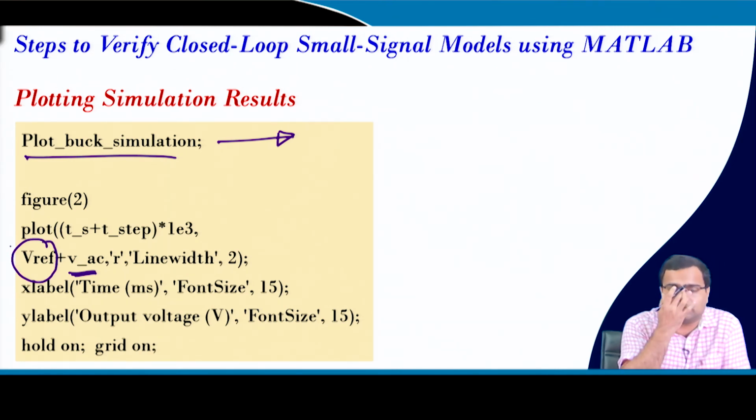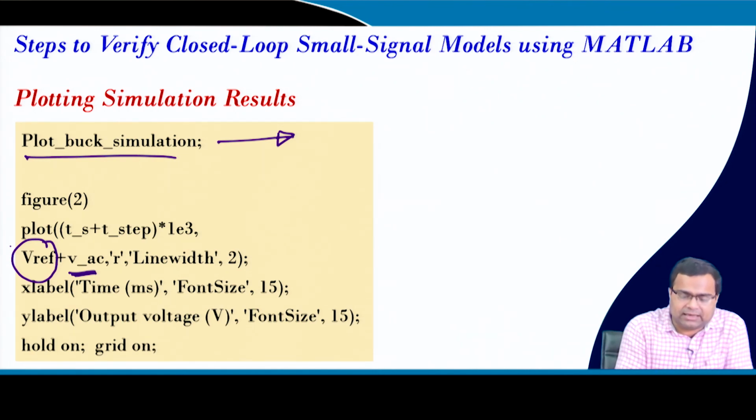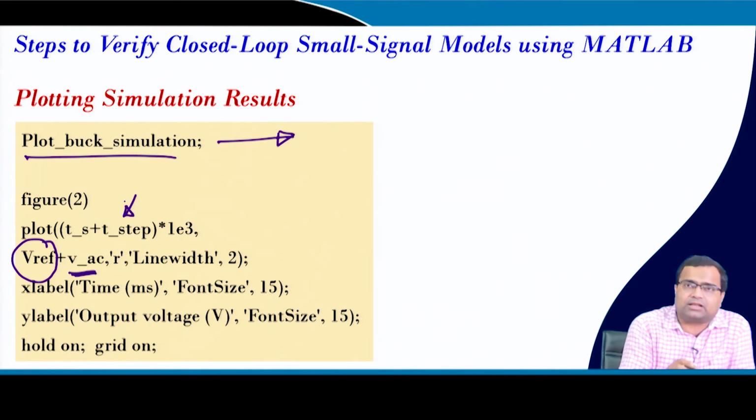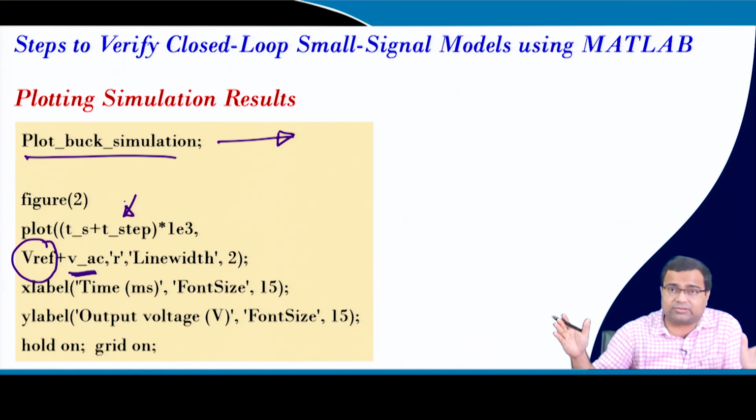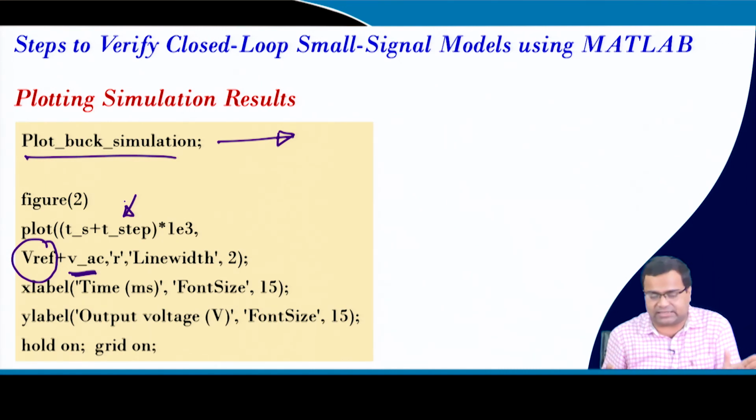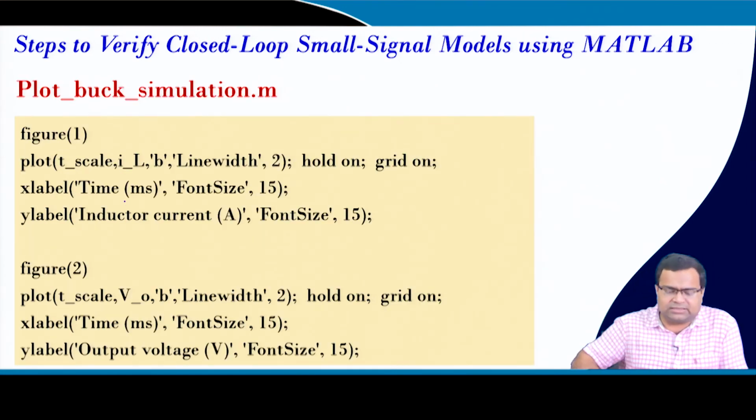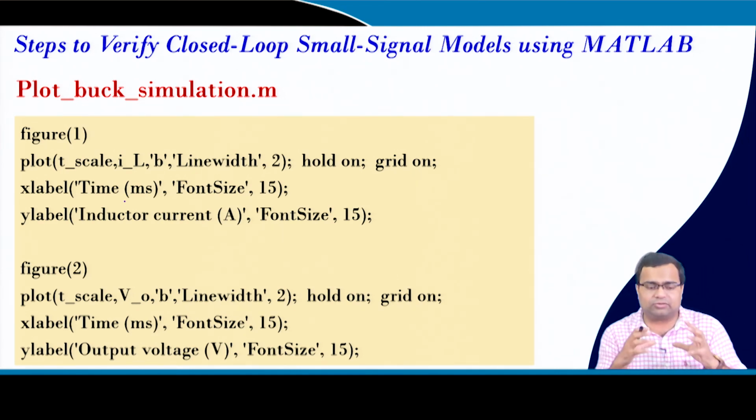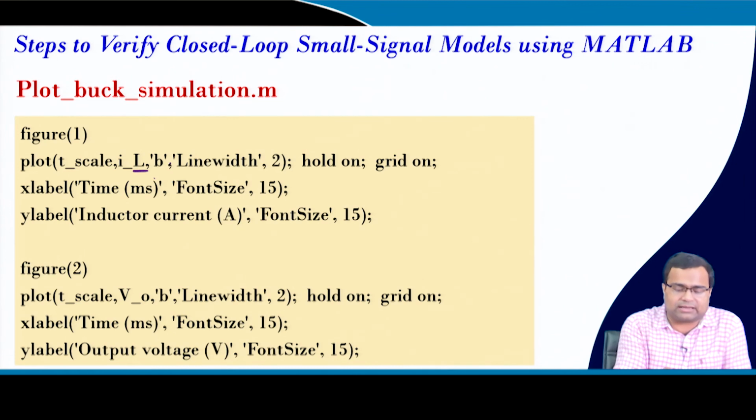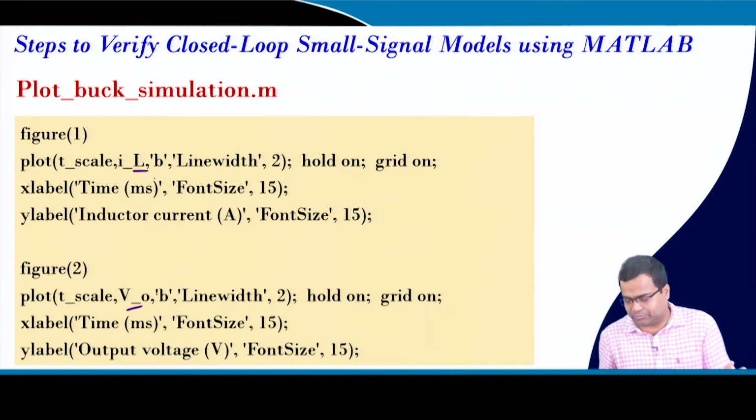Since it is closed loop, the operating point is Vref. And then I am also adding the time offset, which is T step, because otherwise the original simulation will be from 0 to the time we are actually extending, but we are adding the offset time. And this is the plot .m file, which will plot inductor current and the output voltage of the actual switch simulation.